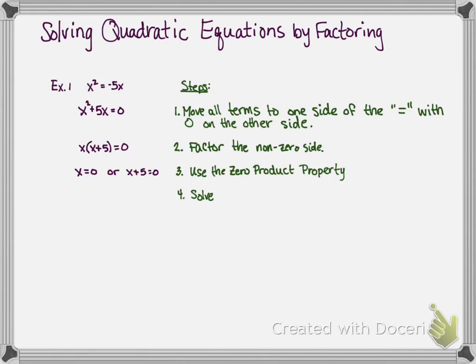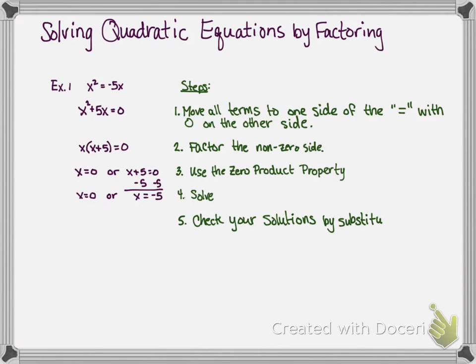Next, solve each of those equations. Well, the first one's solved. We know that x is 0. The other one, we need to subtract 5 from both sides, and we get x is negative 5. So we have the two answers, x equals 0 or x equals negative 5.